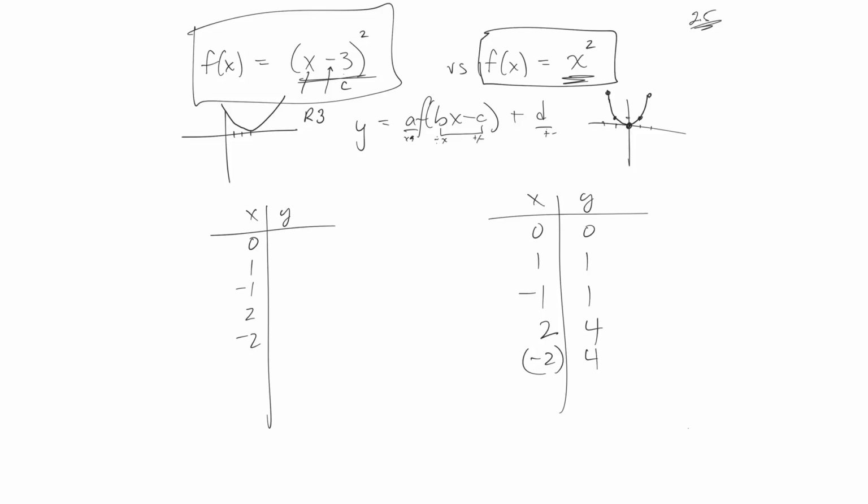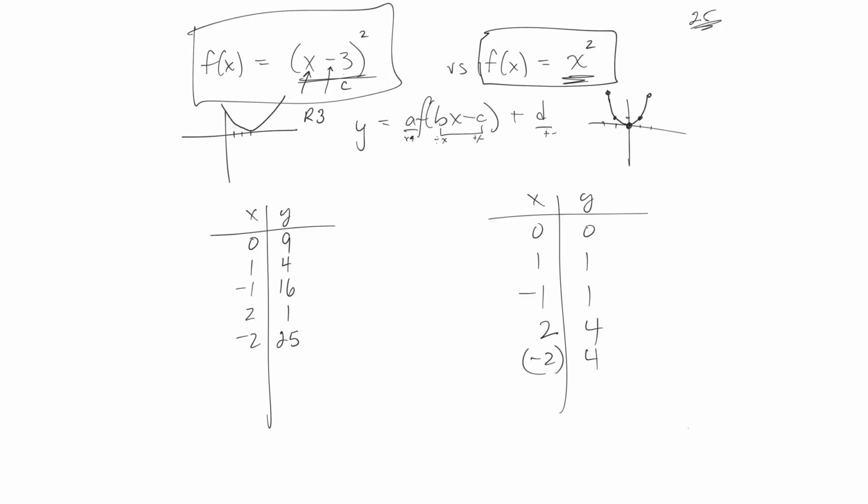If I put a 0 in here, it'd be 0 minus 3 is a negative 3, and negative 3 all squared is a positive 9. Okay, put a 1 in. 1 minus 3 is a negative 2. Negative 2 squared is a positive 4. Put in a negative 1. Negative 1 minus 3 is a negative 4, squared is a positive 16. Okay, put a 2 in. 2 take away 3 is a negative 1. Negative 1 squared is positive 1. Put a negative 2 in. Negative 2 minus 3, negative 5, all squared is 25.